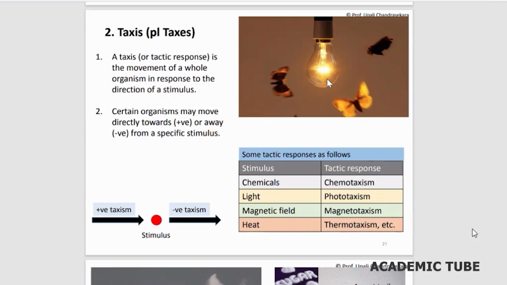Taxis. Now, compared to kinesis, this has a particular direction. Now, light has a direction. So, some animals move towards a light or move away from the light. A taxis is therefore a movement of a whole organism in response to the direction of the stimulus.